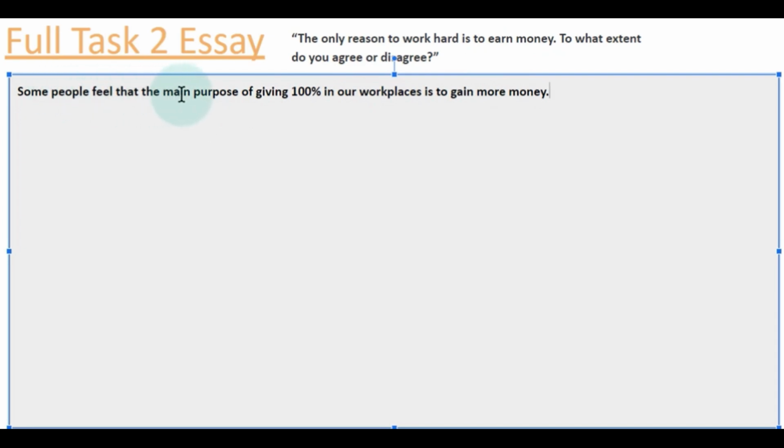Some people feel that the main purpose of giving 100% in our workplace, workplace maybe sounds better, is to gain more money, is to earn money. I could maybe use a synonym for money, is to gain more financial freedom. I don't think we have to change everything. I think that's perfectly fine. Okay, paraphrased sentence complete. Now on to plan.